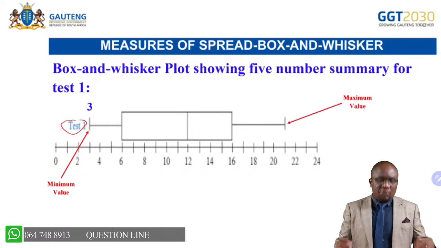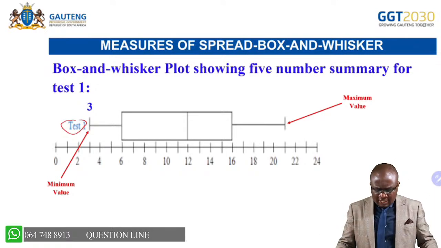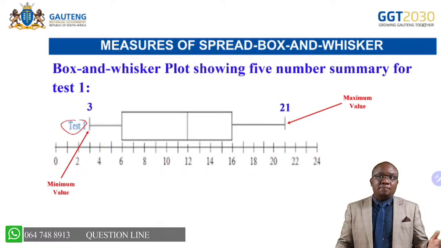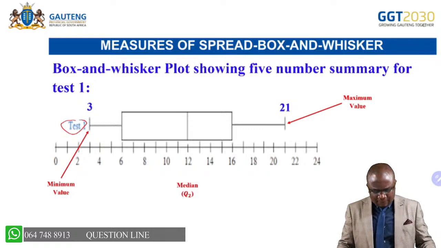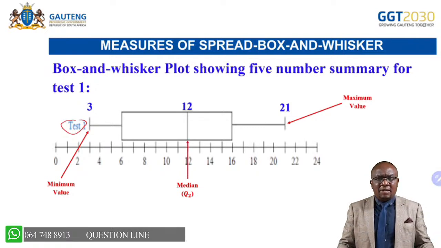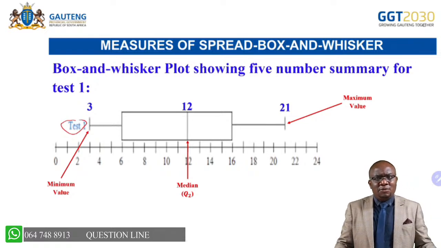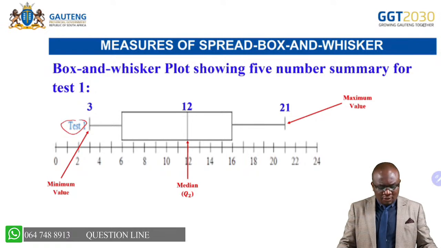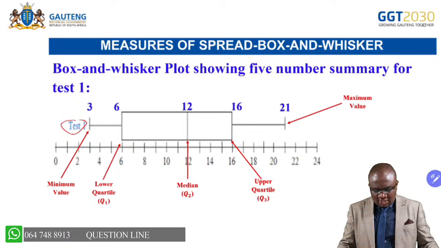I'm starting with what we started with. We started with the maximum value, minimum value, median, and then we went to quartiles. So the maximum value is 21. And then we had the median. It's just an example, which is 12. You see, that's the median mark there. And then what is the lower quartile? Where do you think we can find the lower quartile? Okay, this is where the lower quartile is, and the value there is 6. And then this is where the upper quartile is. The value is what? It is 16.